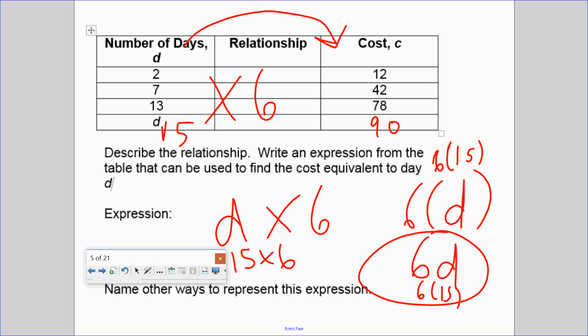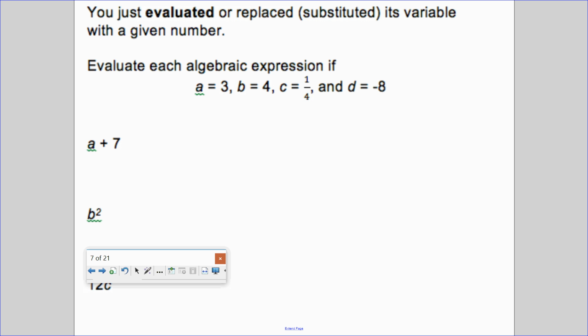What we just did is evaluate, or substitute, the variable with a given number. In today's lesson, we're going to learn how to evaluate algebraic expressions. Your parents will definitely remember this from their algebra years. You're given an expression, then you substitute a number for the variable. Our numbers will be this: I will substitute the a's with 3, the b's with 4, the c with the fraction 1/4, and the d with -8. So a plus 7.